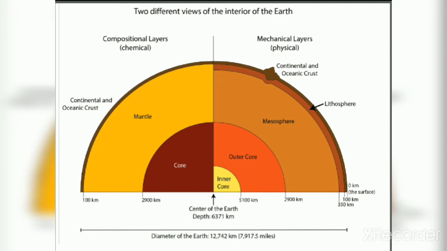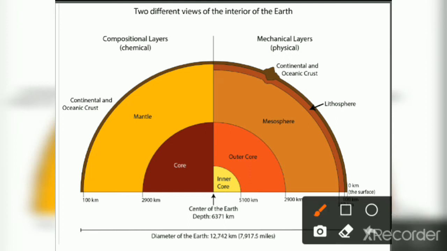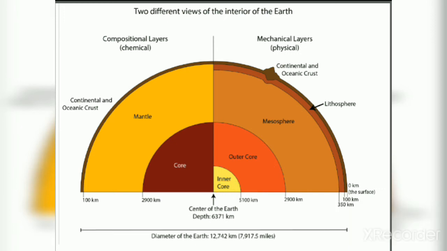So here three mechanical layers can be seen. The mechanical layers include lithosphere to a depth of 100 kilometers, and then asthenosphere at the depth of 100 to 200 kilometers, and the larger mesosphere to a depth of 2900 kilometers. Then comes outer core and inner core.